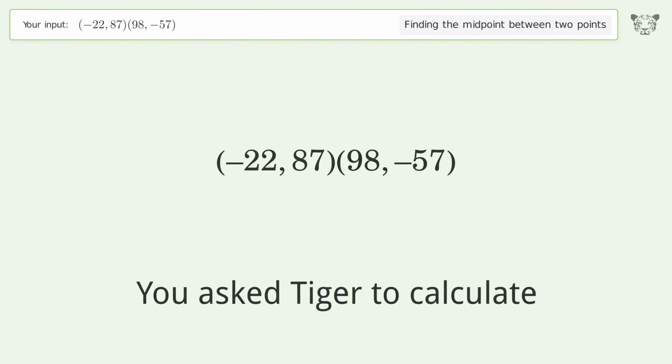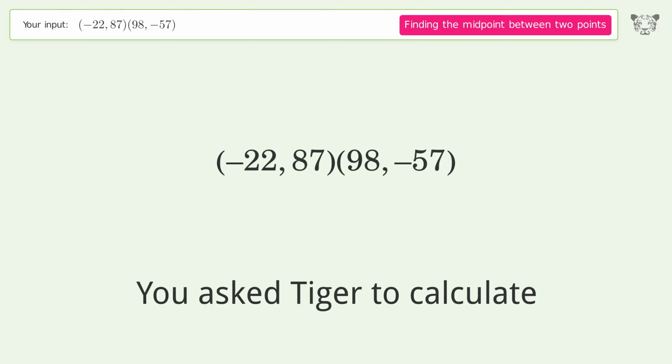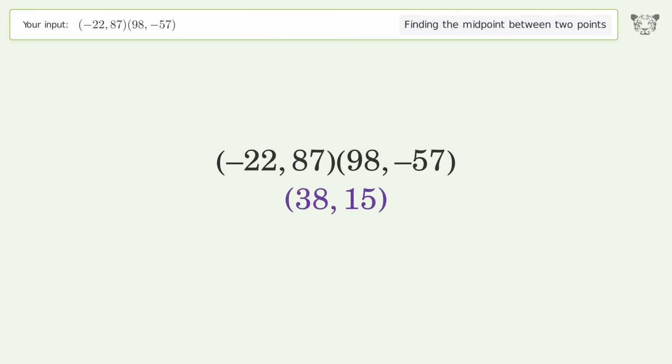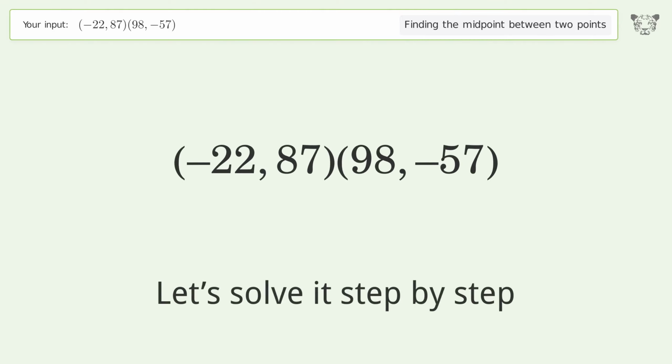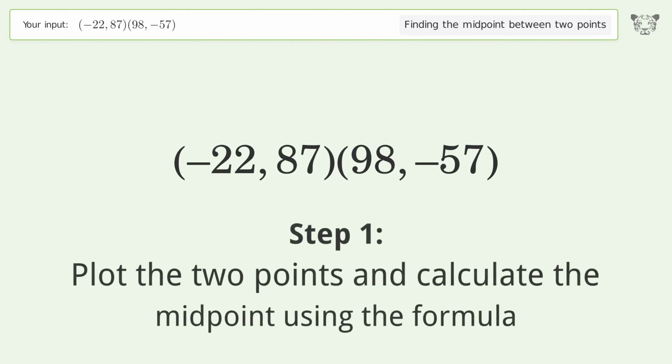You ask Tiger to calculate. This deals with finding the midpoint between 2 points. The midpoint between the 2 points is 38,15. Let's solve it step by step. Plot the 2 points and calculate the midpoint using the formula.